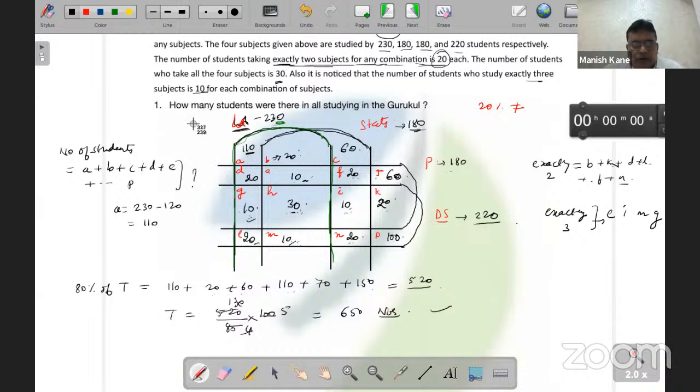Okay. So now what we'll do is we'll take the same diagram to the next page, so that we don't have to draw it again.